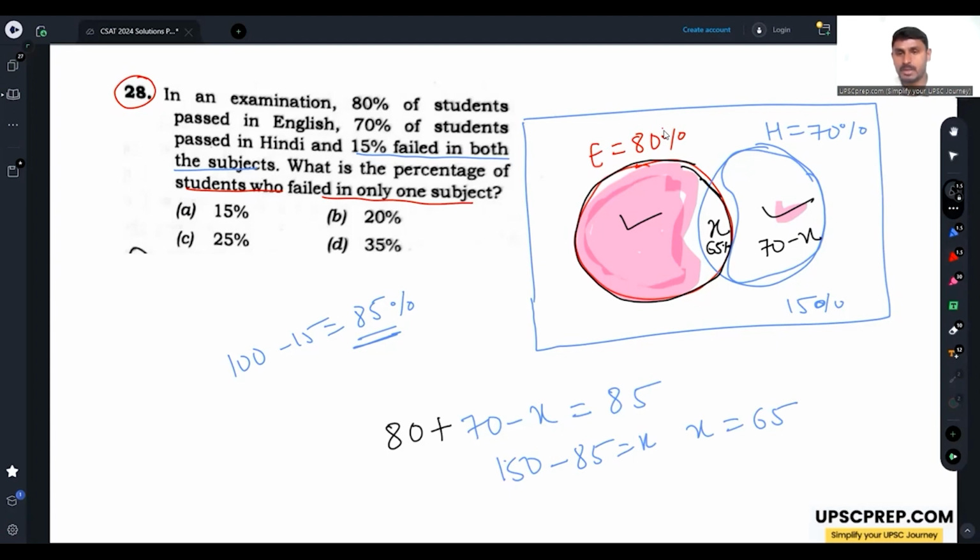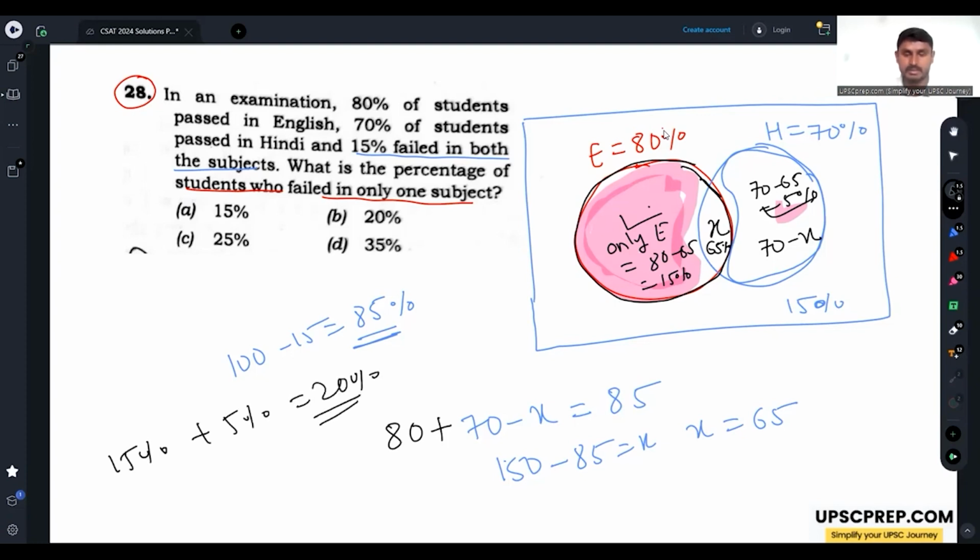So the number of students who passed in English कितने होंगे? Only English वाले will be 80 minus 65, यानी कि 15%, right? ओनली हिंदी वाले कितने होंगे? 70 minus 65, यानी कि 5%. ओके, तो we now know 20% only English failed in Hindi, right? सॉरी, 15%. ओके, this area 15% failed in Hindi plus 5% failed in English. So 20% will be the correct answer. 20% students will be there who failed only in one subject. So 20% will be the correct answer.